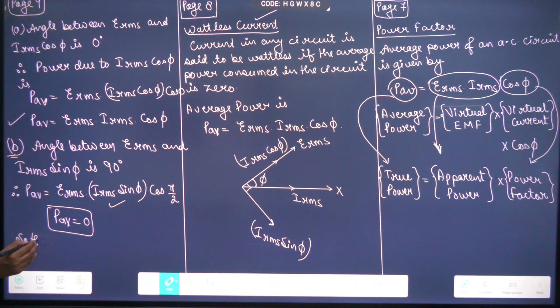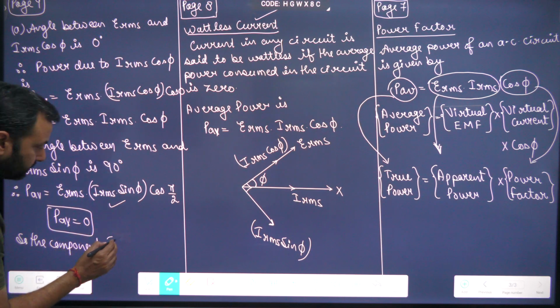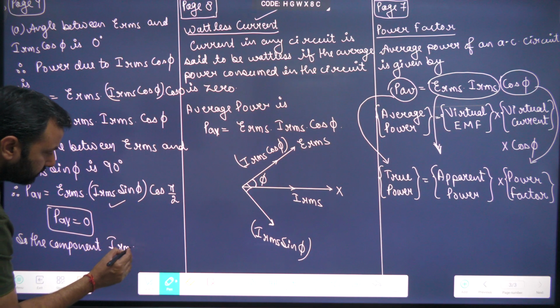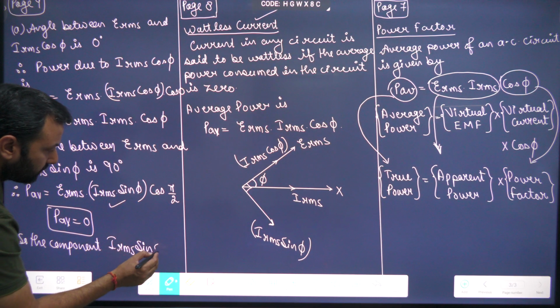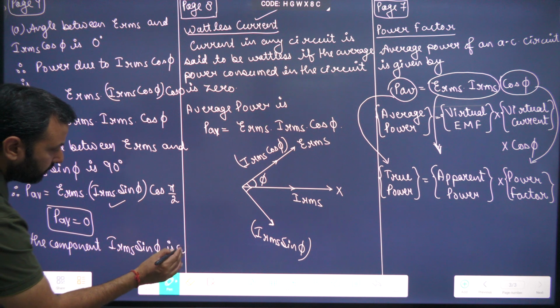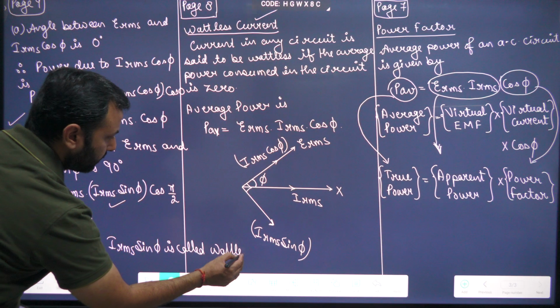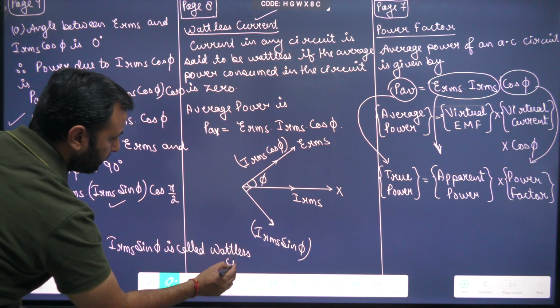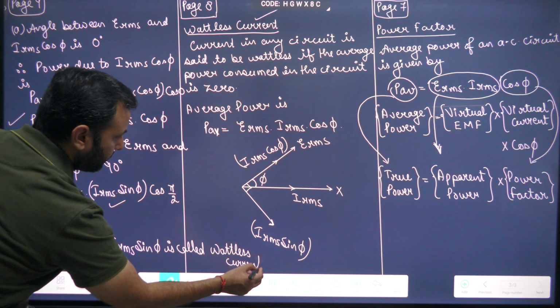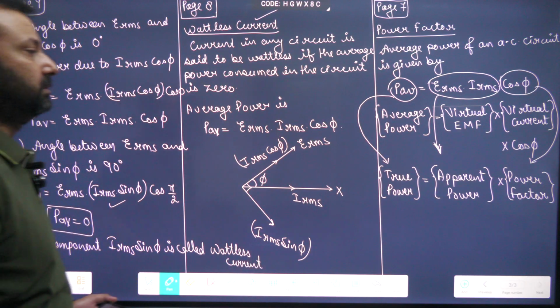So the component IRMS sin phi is called wattless current. Is called wattless current.